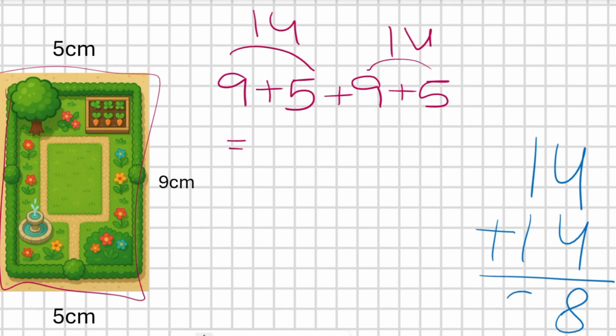It's 2. So in this question, the perimeter of a rectangular garden, we just added these two and these two, so the answer is gonna be the same. Okay, so in this question our perimeter is 28. What is the unit? It's centimeter. 28 centimeter. Don't forget to write the unit.